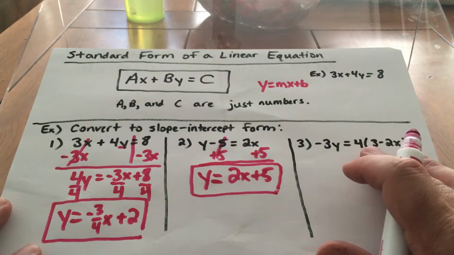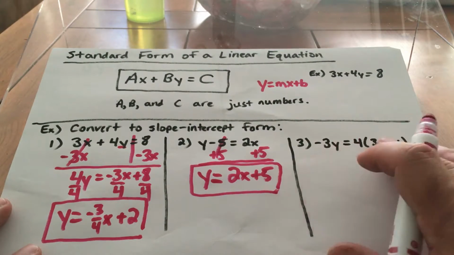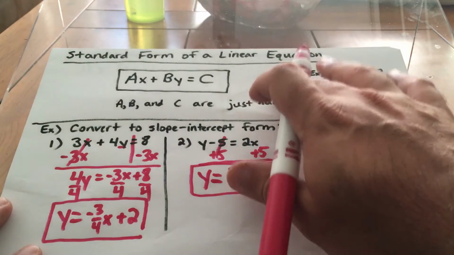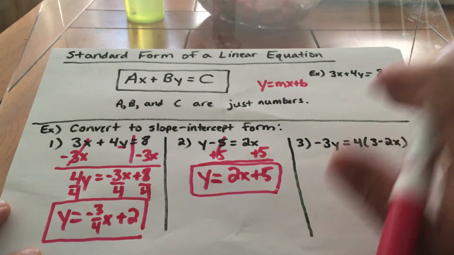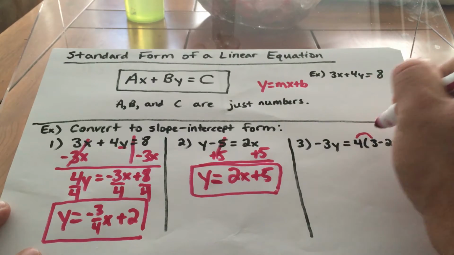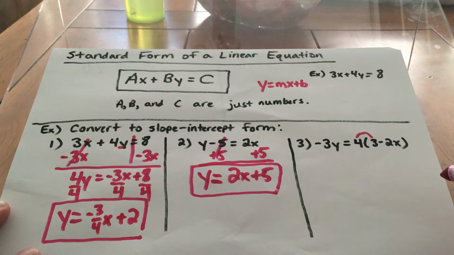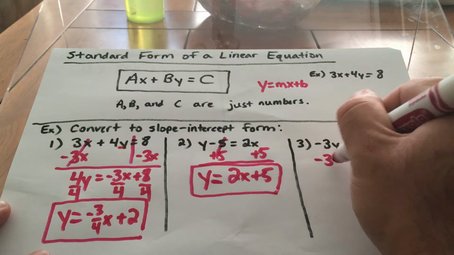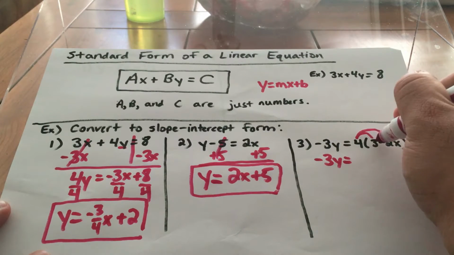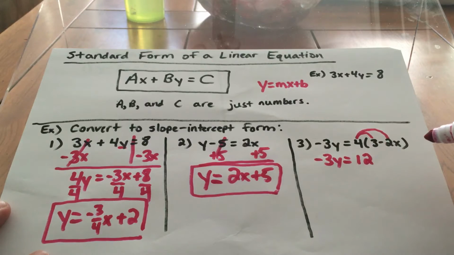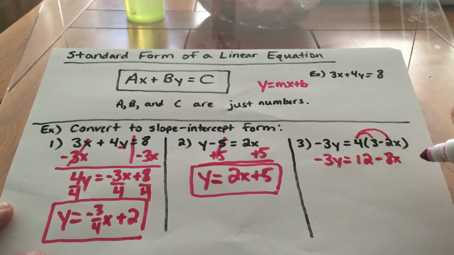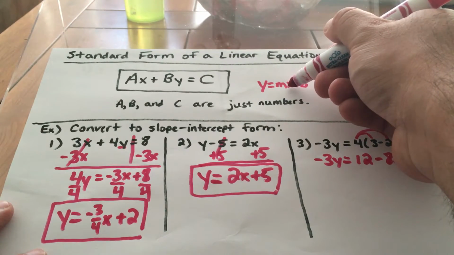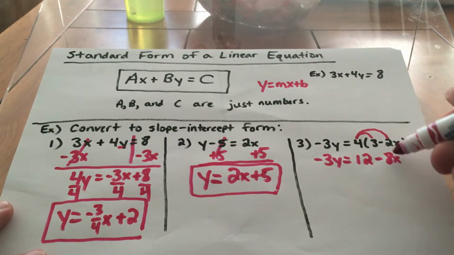All right. Now notice over here, the goal is to get y by itself, but we also have this parentheses that's not in that form. So what we need to do is get rid of the parentheses first. We have to distribute that 4 by multiplying it across both terms inside the parentheses. So we're left with negative 3y equals 4 times 3 is 12, and then 4 times a negative 2x is negative 8x.